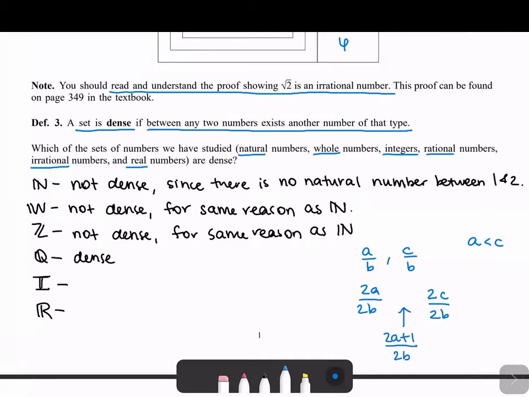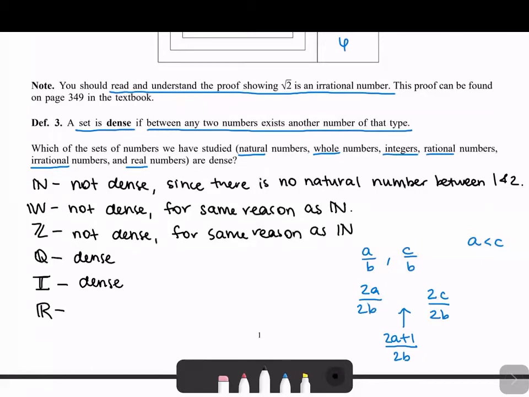So you can always double it, right? Multiply the fraction, get an equivalent fraction by multiplying by 2 on top and bottom, and then add 1 to the numerator or subtract 1 from the numerator, depending on which side you want to do it. So like 2a plus 1 or 2c minus 1, you can put that number in there and it'll always be in the middle. Okay? Similarly, you can do a similar thing for irrational numbers.